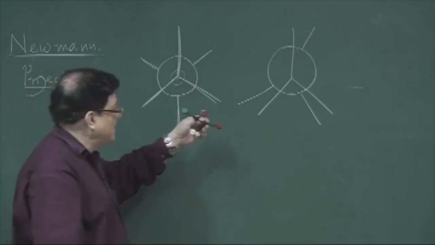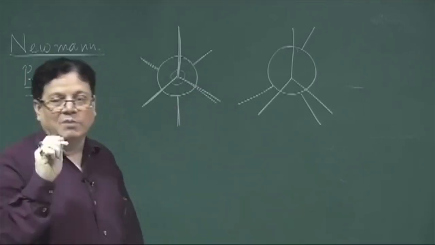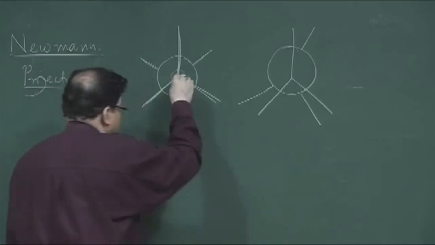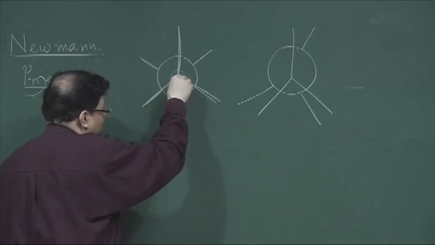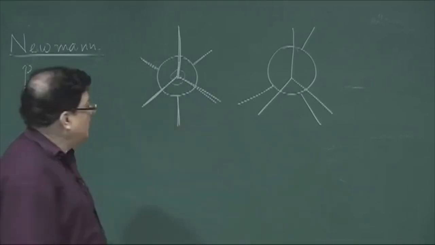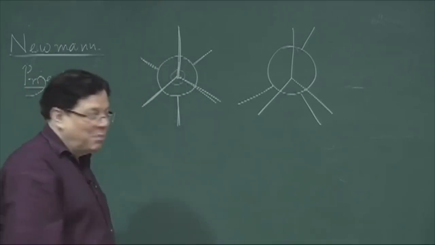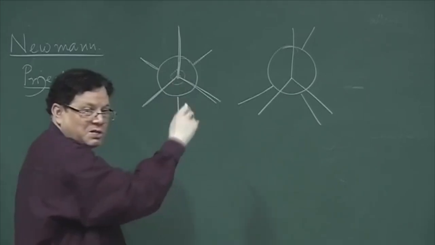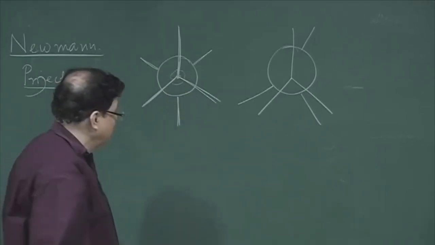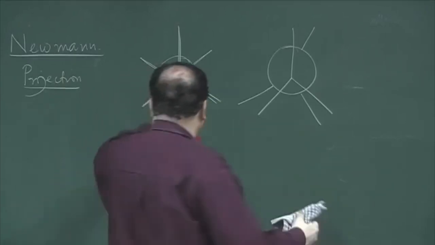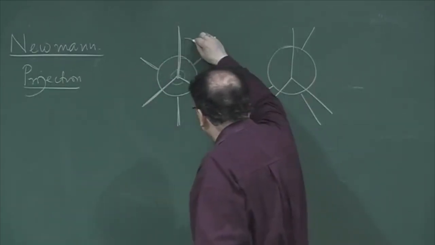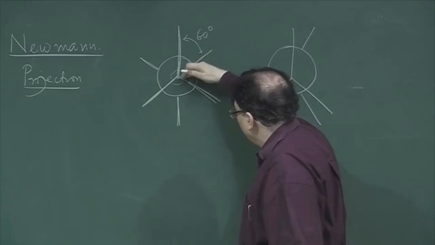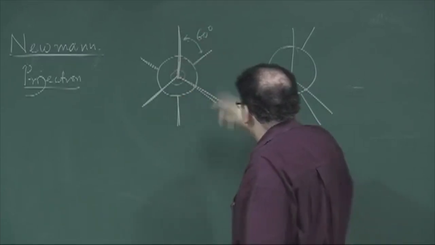The basic premise is that you should see the molecule along the carbon-carbon axis and then draw the projection. The way to represent it is that the front carbon is shown as a dot with three bonds, and the back carbon is shown by the circle, and the bonds end at the circumference of the circle, but actually they go up to that carbon which is not seen because we are seeing from the front. Now there are extreme cases, like in this case, what is the dihedral angle? This is 60 degrees, the dihedral angle between the planes containing these bonds is 60 degrees.